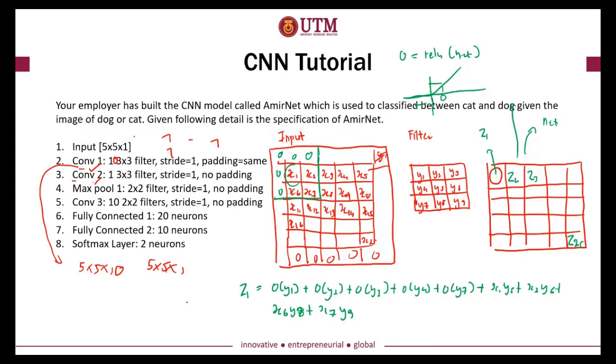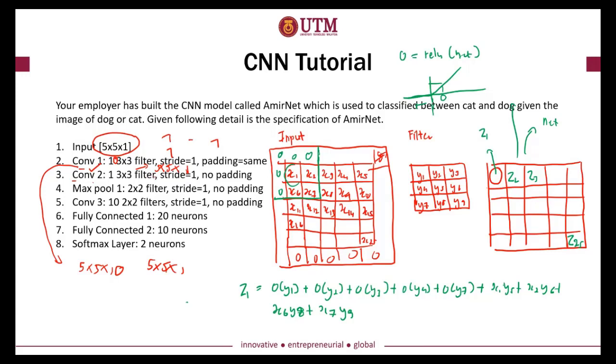Because our input is 5 times 5 times 1, after executing the second layer with padding, 5 times 5 is maintained. Now we only want to know the depth size. Because the number of filters equals 1, this will become 5 times 5 times 1. So how about here? 5 times 5 times 1 becomes the input of this third layer.